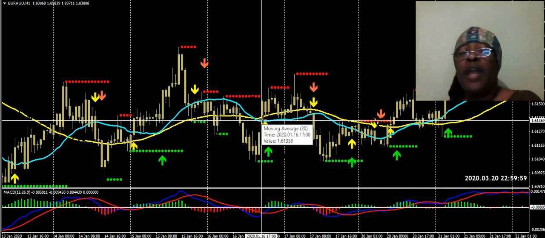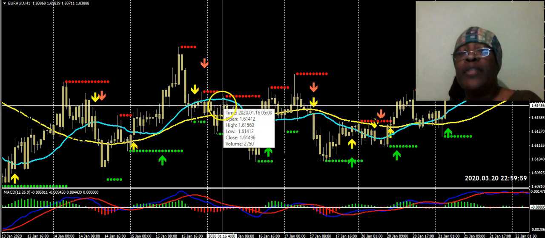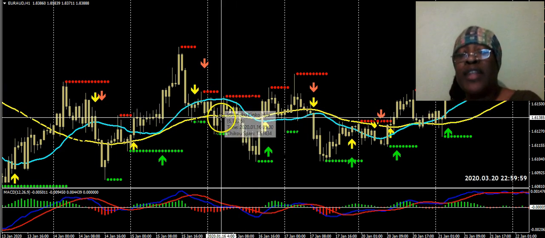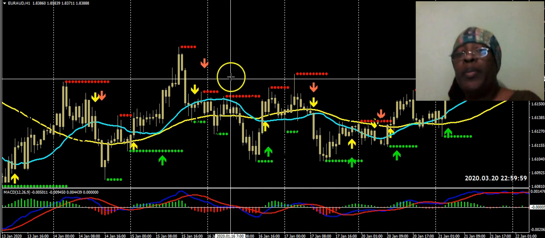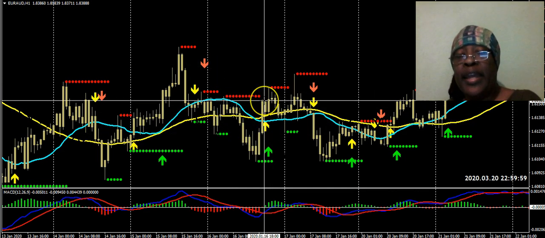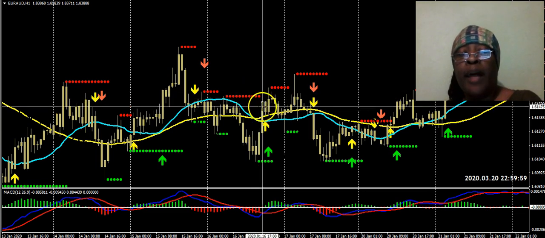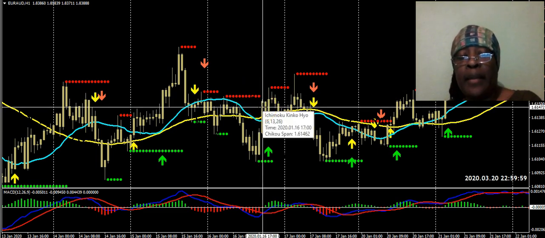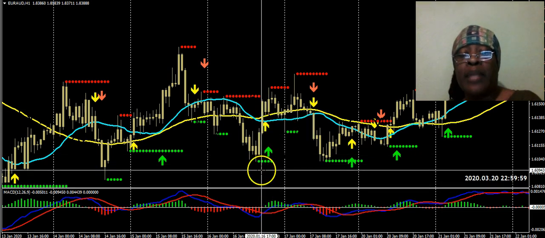But again, if the pair is not meeting your criteria, then go to another pair. You will find one that will. Okay? So it did meet it here. Let's line up this pair with our MACD.